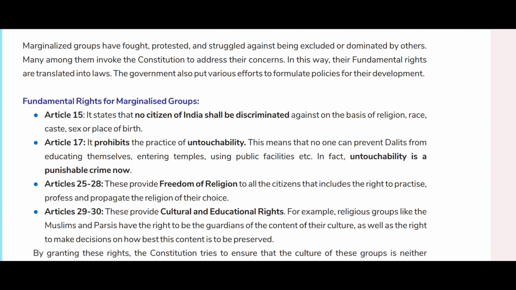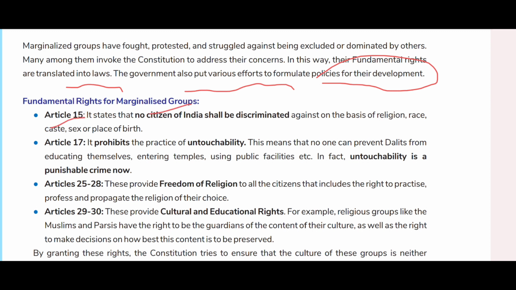Many among them invoke the Constitution to address their concerns. In this way, their fundamental rights are translated into laws. The government also put various efforts to formulate policies for their development. Fundamental rights for marginalized groups.